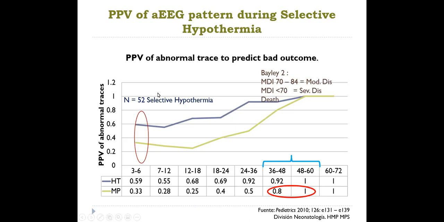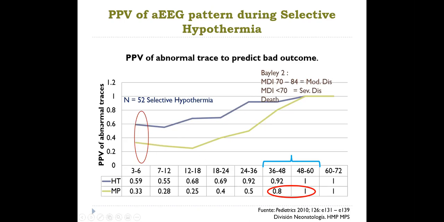Mental developmental index between 70 to 84, and severe disability, mental developmental index less than 70, and death. What happened with the blue line is the protocol of Sorensen published in Pediatrics, and this is in our protocol.